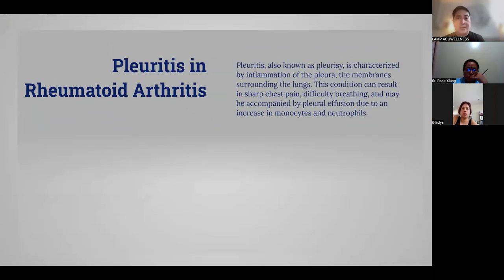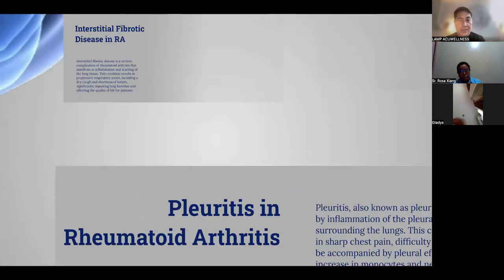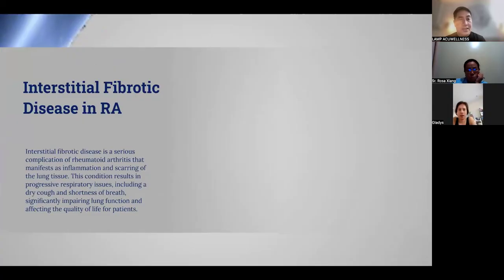Pleuritis, let's discuss it. This is also known as pleurisy. This is characterized by inflammation of the pleura. The pleura is the membrane surrounding the lungs, no? So there will be sharp chest pain, difficulty breathing, and may be accompanied by pleural effusion due to increase in monocytes and neutrophils. Interstitial fibrotic disease in RA.